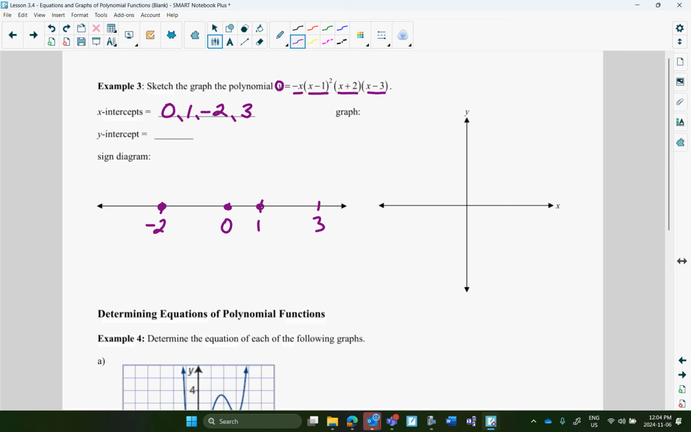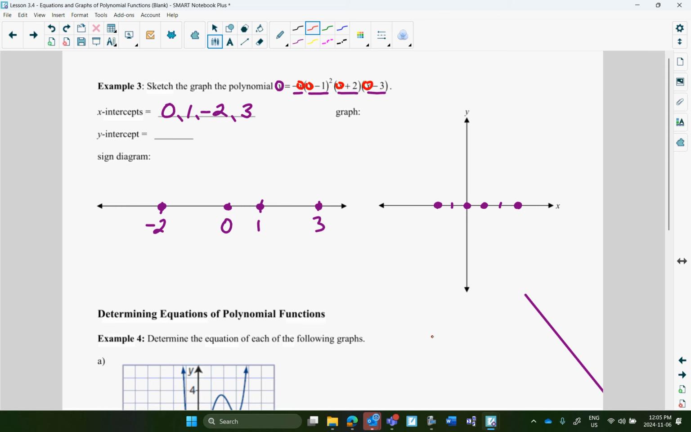Got 1. I've got 3. And I might as well put them here. 1, -2. Here, 1, not a 2, but a 3. Remember, it's going to go something like this. Okay. So we got that. Now, we got to find the y-intercept. How do we find the y-intercept? We do the opposite. We make all the x's 0, and calculate.